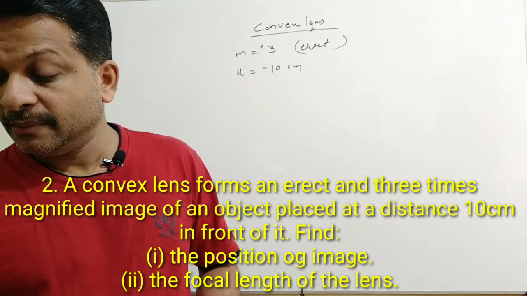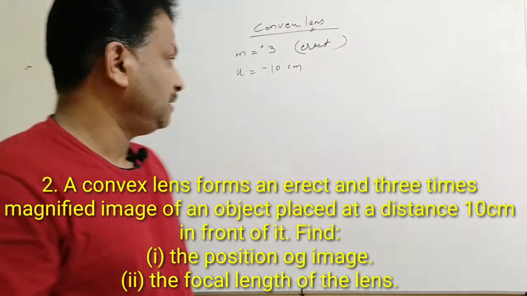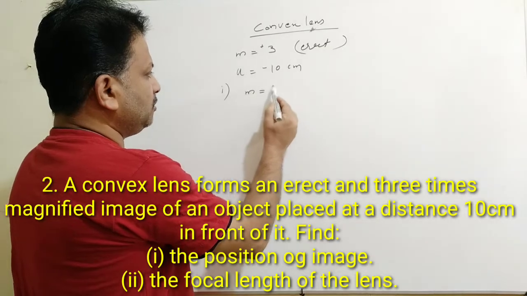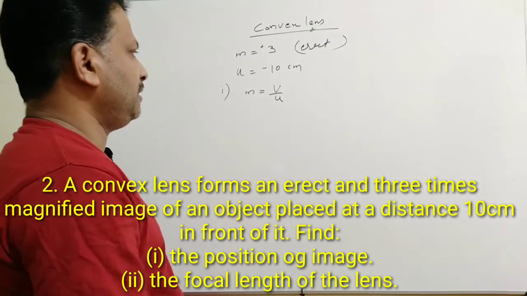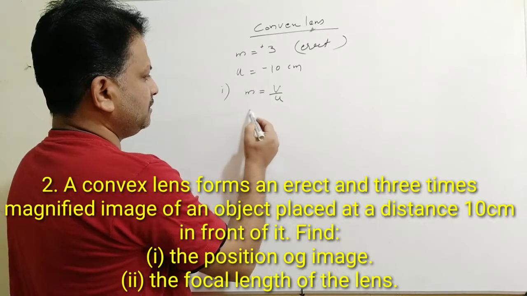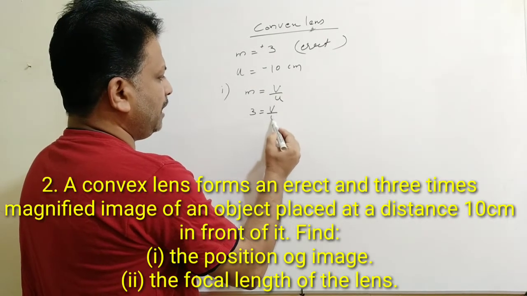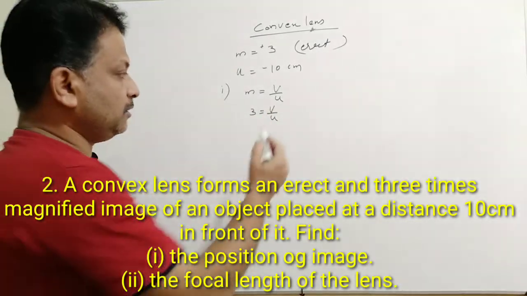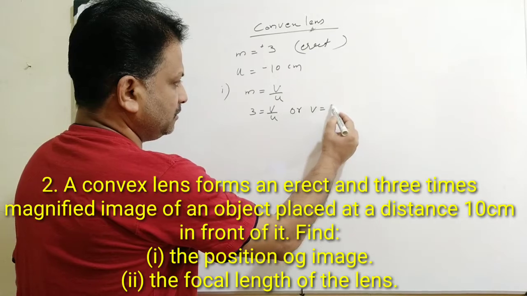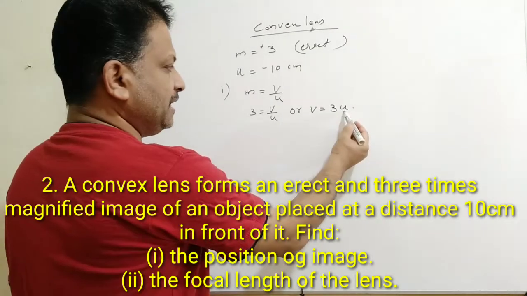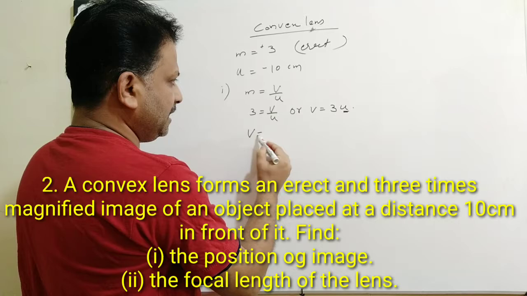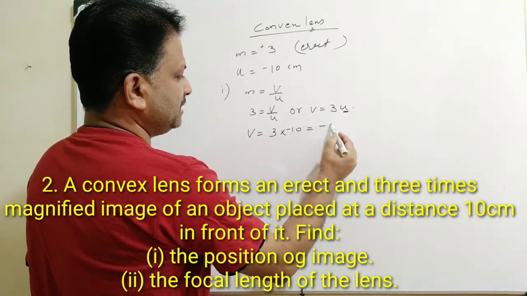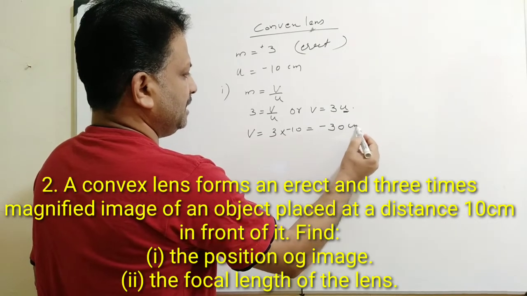Find the position of the image. You have to calculate the position of the image. First part, position of the image. We know m is equal to v upon u. The value of m is given there, that is 3 is equal to v by u, or v is equal to 3u. Place the value of u there. So v is equal to 3 into minus 10, that is equal to minus 30 centimeter.